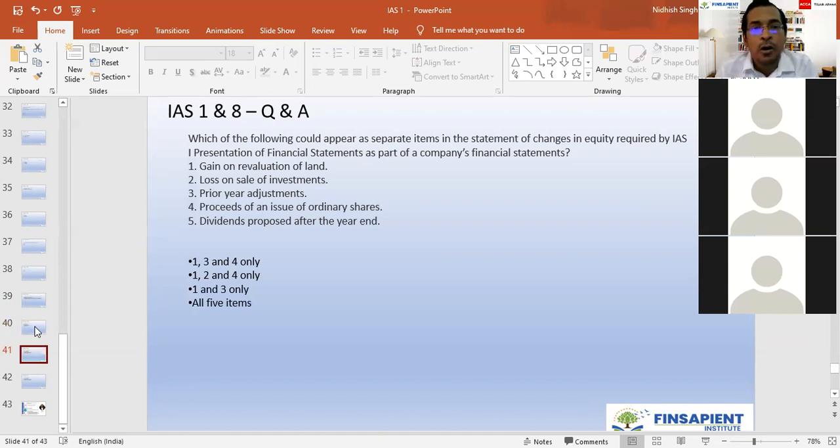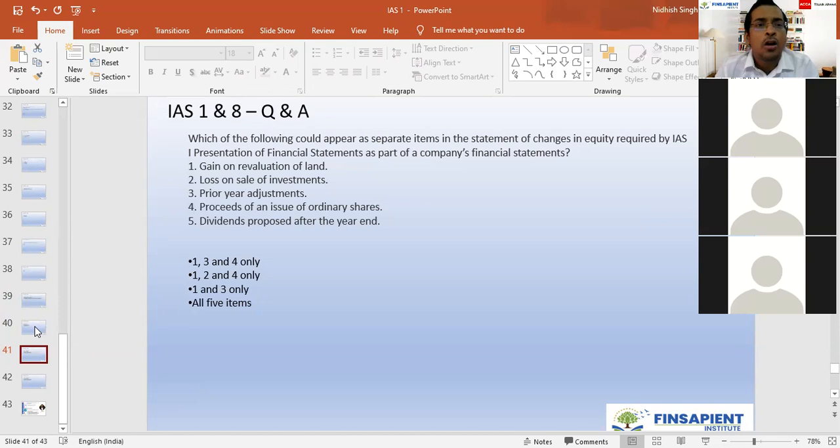Next, which of the following could appear as a separate item in the SCNA required by IAS 1? Presentation of financial statements as part of the company's financial statements. Okay. Which should appear as a separate item in SCNA? Simply, that's the question. And it is multiple, more than one answer. Gain on revaluation of land. Help me analyze this item. It is not ordinary business. It is extraordinary. It is a new, non-recurring item.